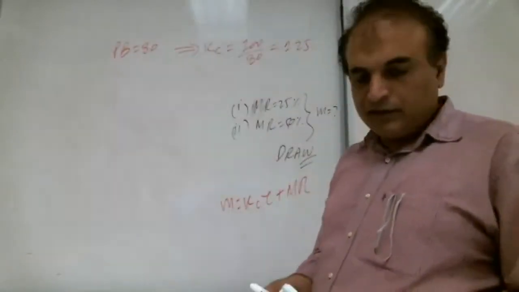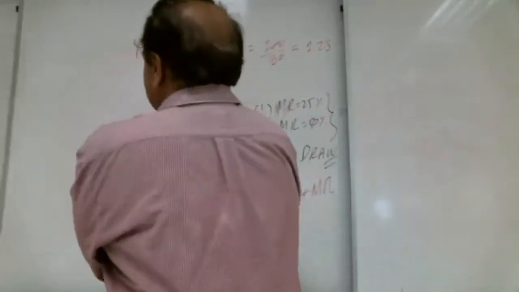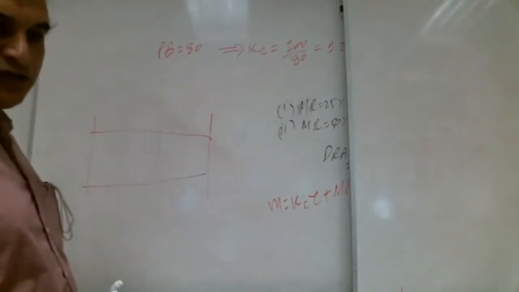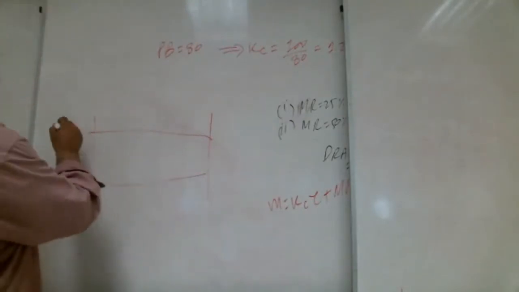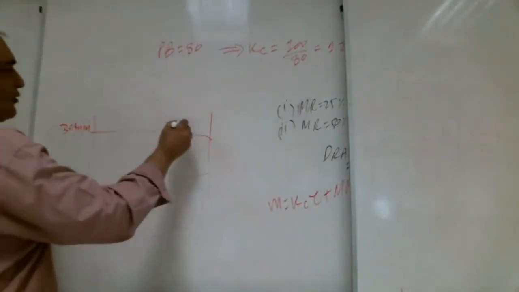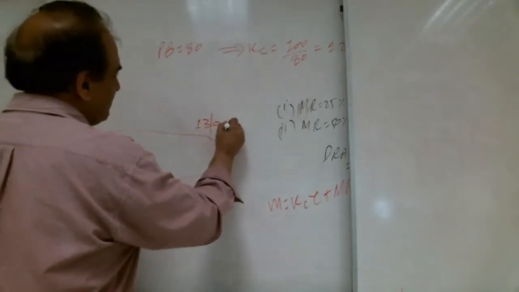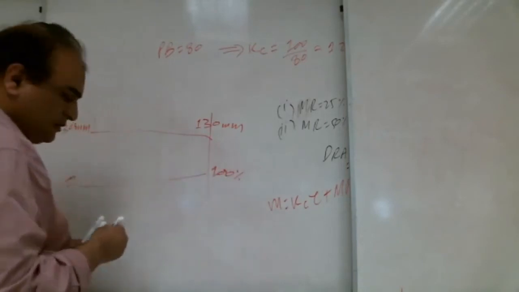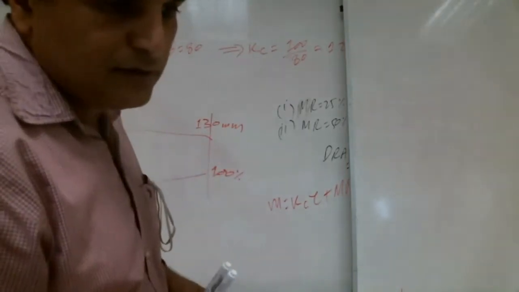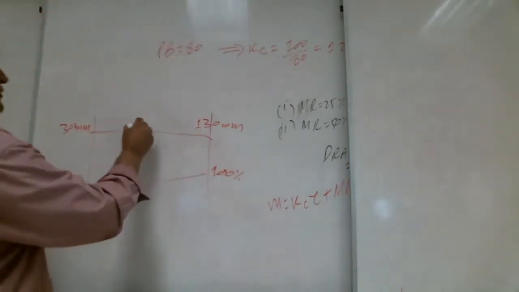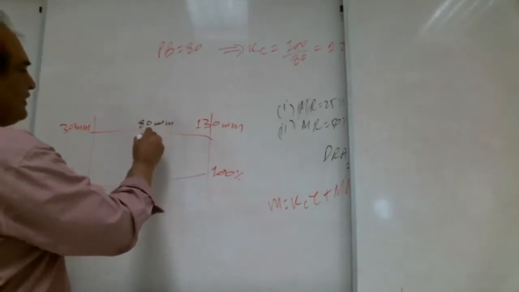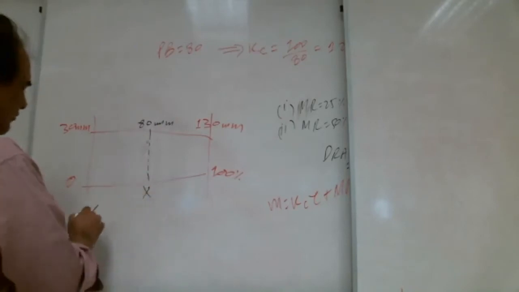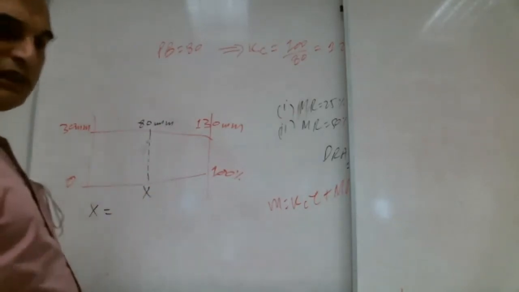So always we draw the two lines, right? The two lines are there, and it is going from 30 millimeter to 130 millimeter, 0 to 100%, and how much do we have? 80 millimeter, and we need to find this one, X. So how much is X, Shabab? X is how much?